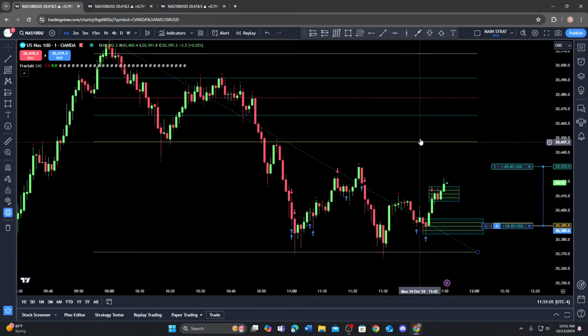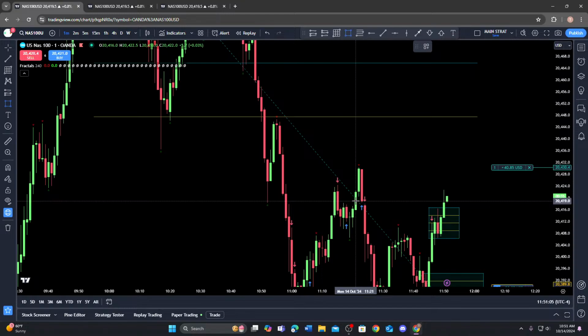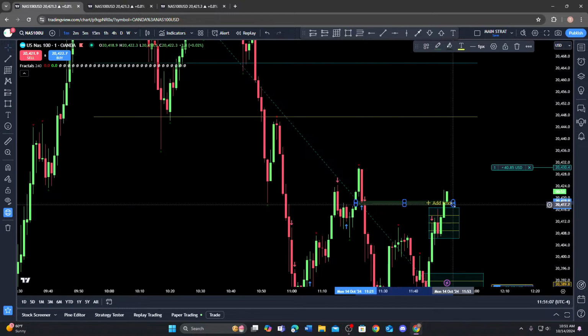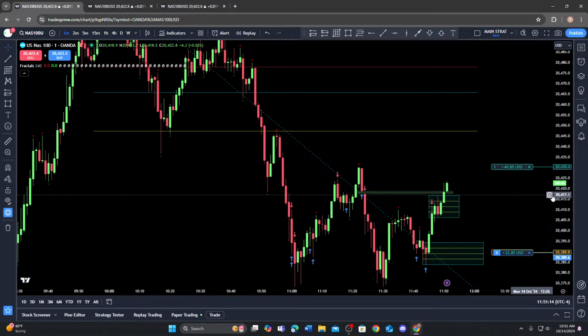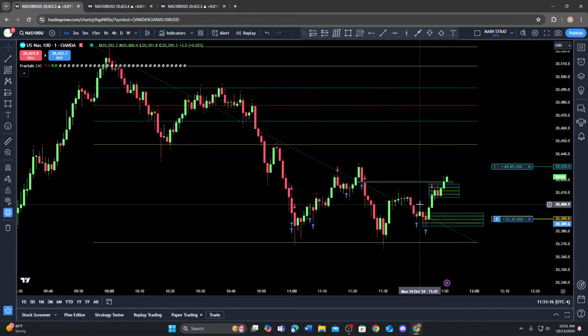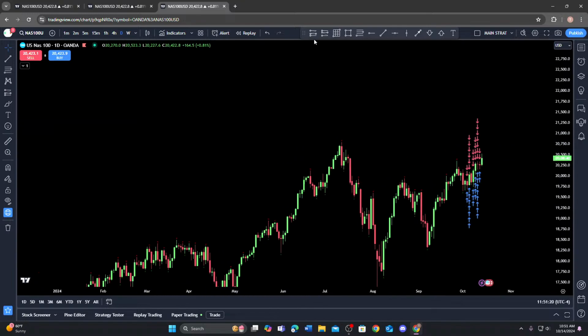We're trading inside that volume imbalance. That's why this candle wasn't able to break above it the first time. And then we got a break here. And I actually need to see where we're at.